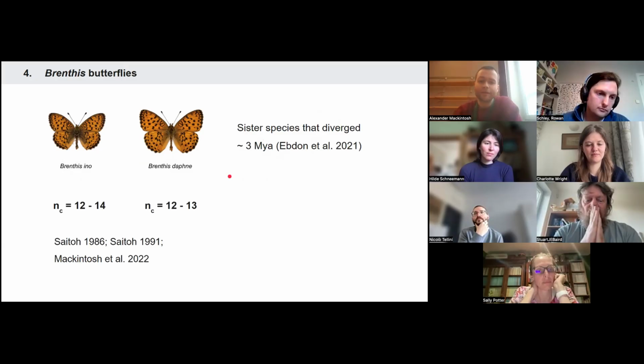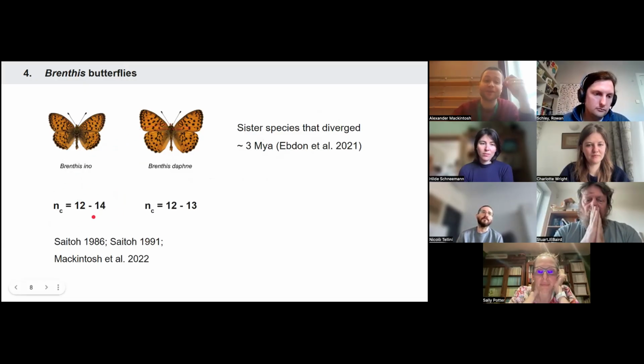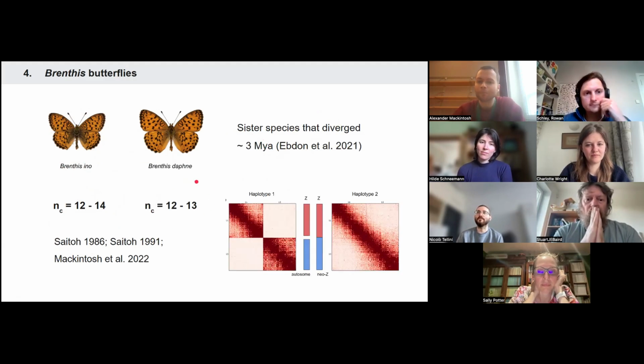Why I became particularly interested in this pair is that there's previous cytogenetics work showing that chromosome numbers differ between individuals and between populations. In Brenthis ino, we know that the number of chromosome pairs varies between 12 and 14, and the same is true for Brenthis daphne. As a first project in my PhD, I generated a genome assembly for Brenthis ino, and we actually found the same evidence for variability in chromosome number.